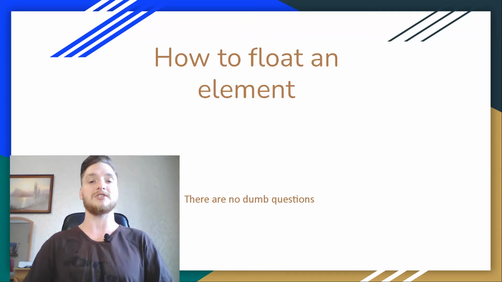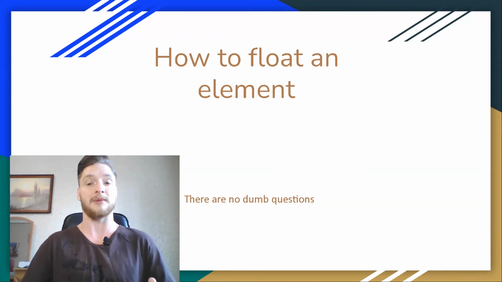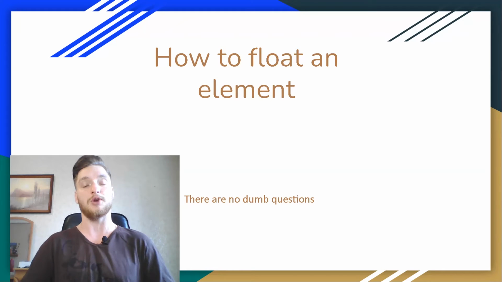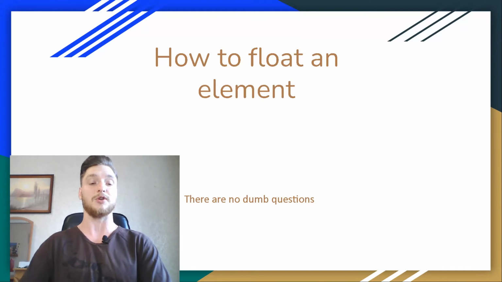Here's the short answer. The float property first takes an element and floats it as far left or right as it can, based on the value of float. It then flows all the content below it around the element. Of course, there are a few more details, so let's take a look.